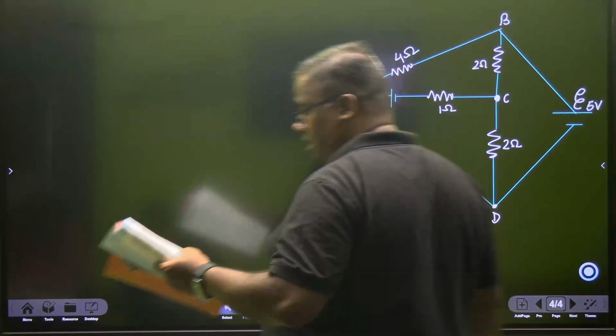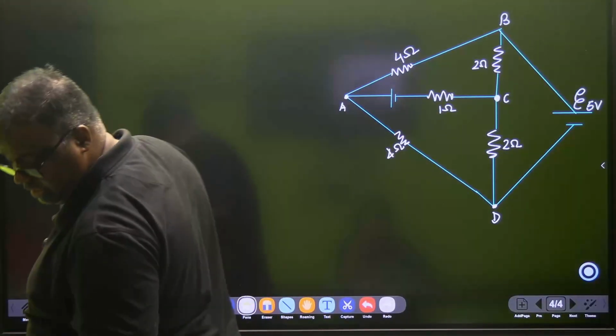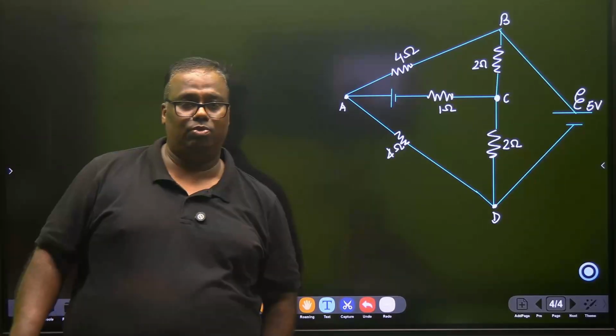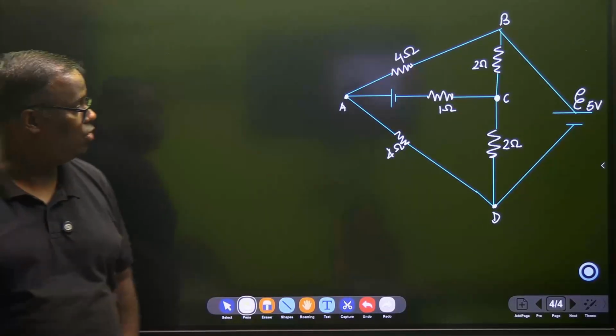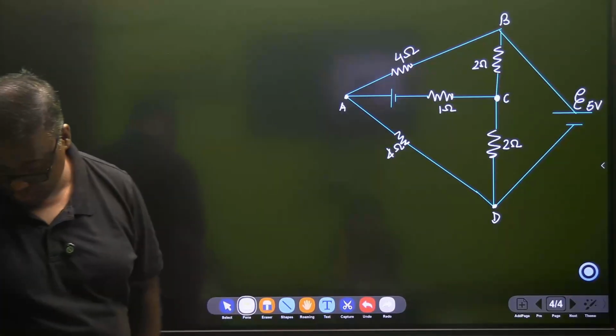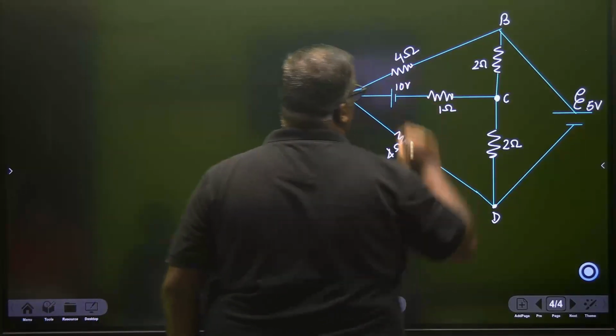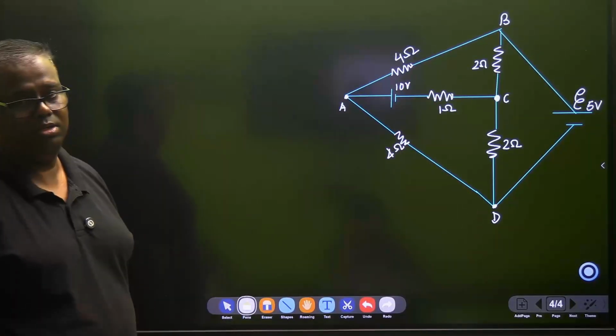A, B, C, D, A. Determine the current in each branch of the network. In each branch of the network. Which one, Bitu? Oh, that cell? Good. That is a 10 volt cell. So you have to determine the current in each branch.